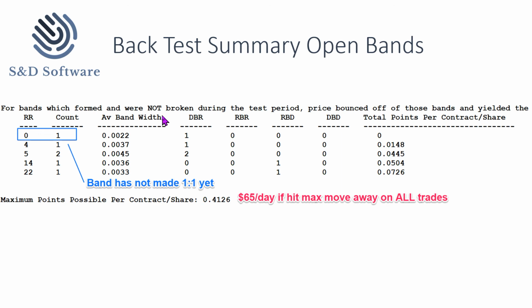The other thing is we also have the summary of the open bands, and you may see that you will have zero risk to reward, and you may see some bands listed here, and that's because they have not made one-to-one yet. And the other thing that you get good information is it tells you how many possible points. So during this time frame, this is the number of points if you took every trade and captured it at the max move away. This would have been the number of points you could have collected. And for the number of days we have in this test, that would be an average of $65 a day.